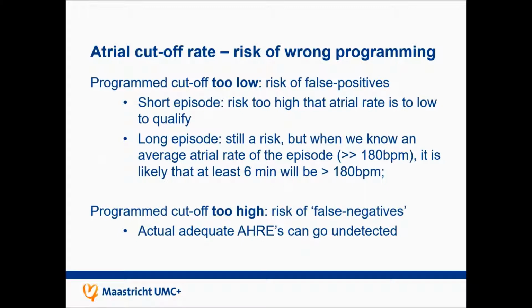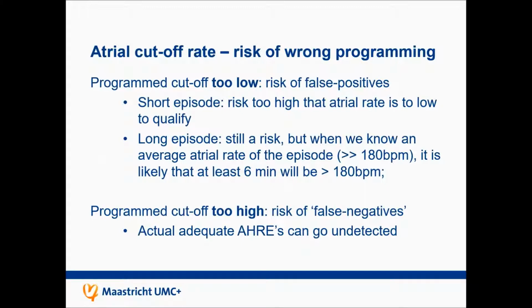When it's a very long episode, there's still a risk that somewhere in the period the rate would have dropped. But when we have an average atrial rate, some devices give that, and it's far above 180 beats per minute, then it's likely that at least in an episode of a lot of hours, there were 6 minutes that were above 180 beats per minute. So then we could qualify that as an adequate atrial high rate episode. But it's really case-by-case judgment.